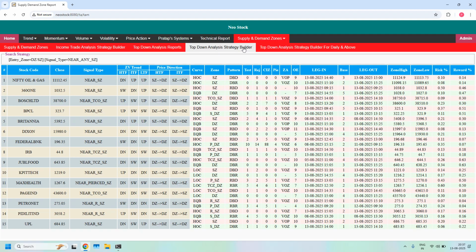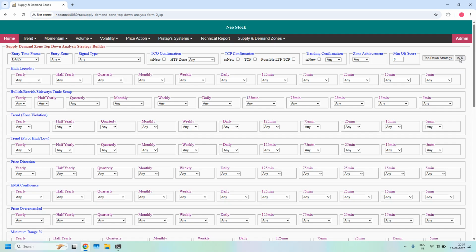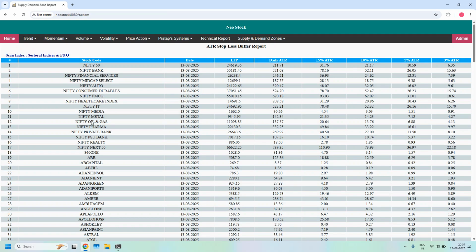In the final report, let us generate stop buffers based on daily ATR. First 17 in this list are indices, remaining all are equity stocks. So I'm scrolling the list, whichever the stock you want to refer, there pause the video. After that you can proceed further. Okay, I'm scrolling the list down.